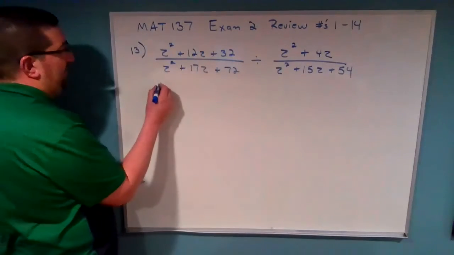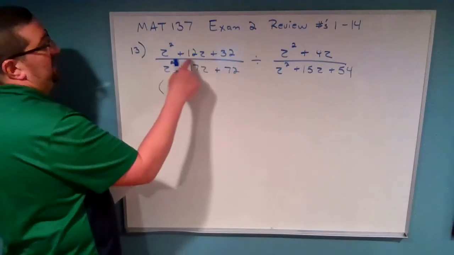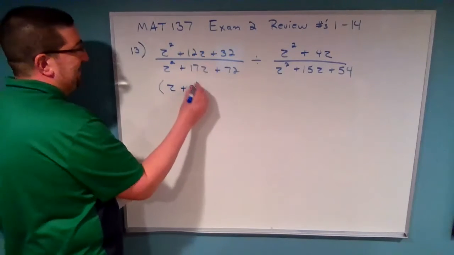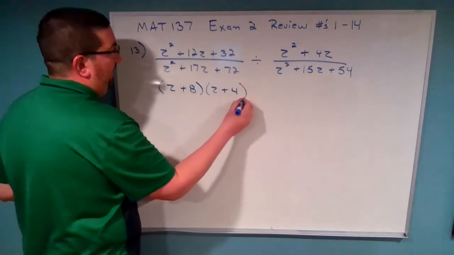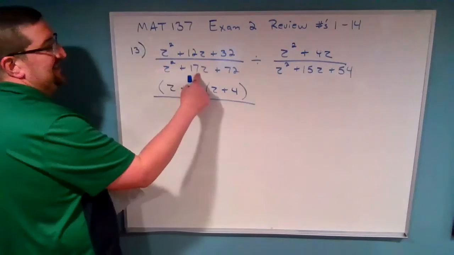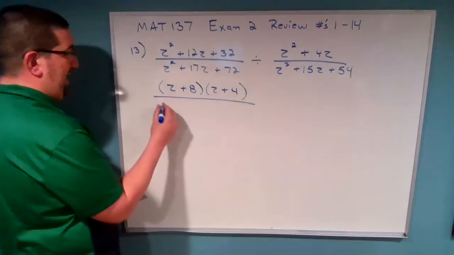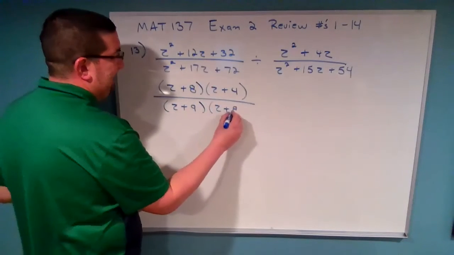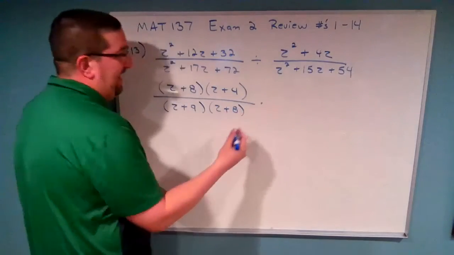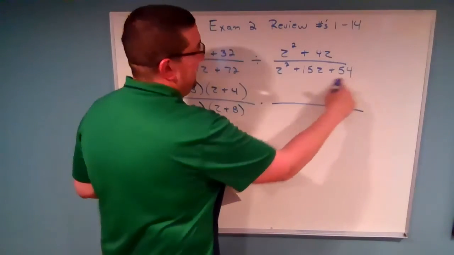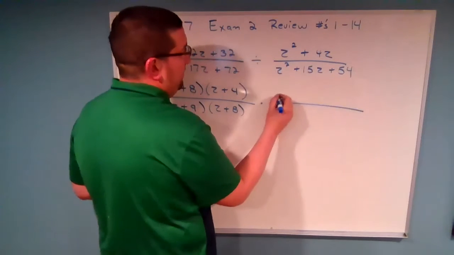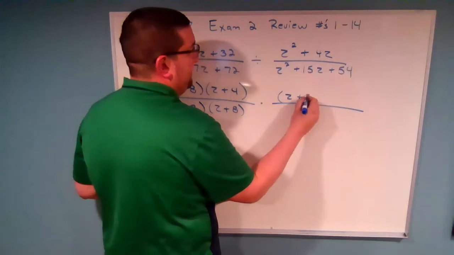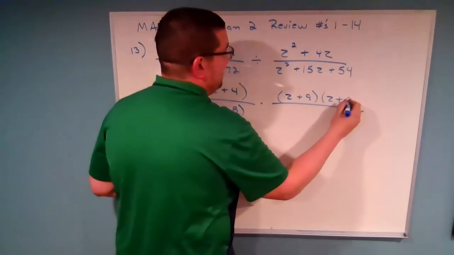So I'm going to factor the first numerator. So I'm looking for 2 numbers that multiply to 32 and add to 12. That's z plus 8 and z plus 4. Z squared plus 17z plus 72. I'm looking at z plus 9 and z plus 8. And that's going to be multiplied by, I'm going to factor the denominator and put it in the numerator. So we're looking at 2 numbers that multiply to 54 and add to 15. That's going to be 9 and 6.